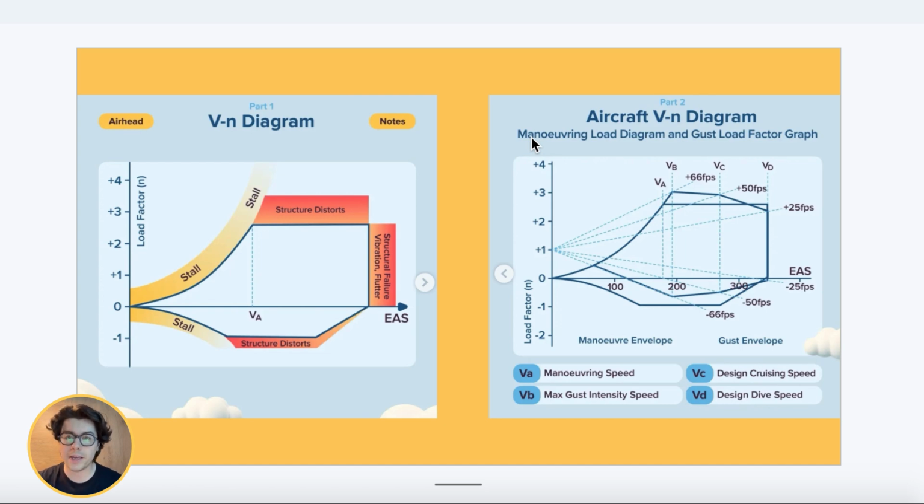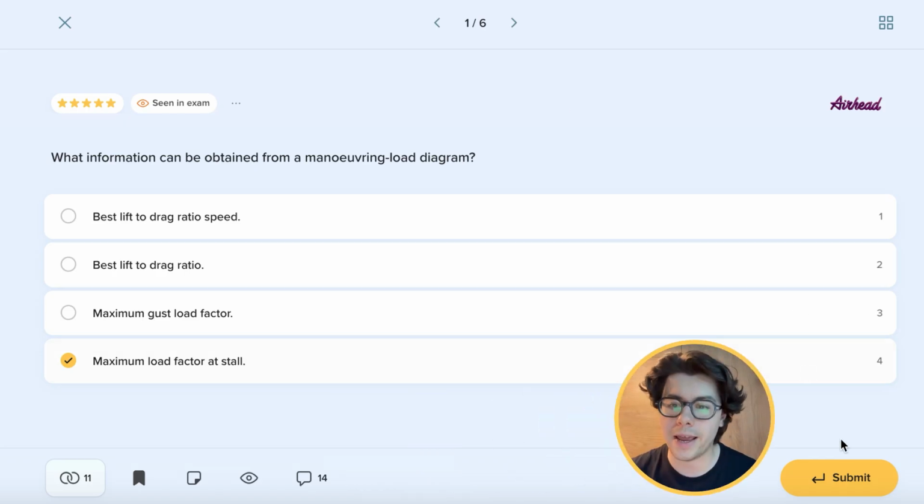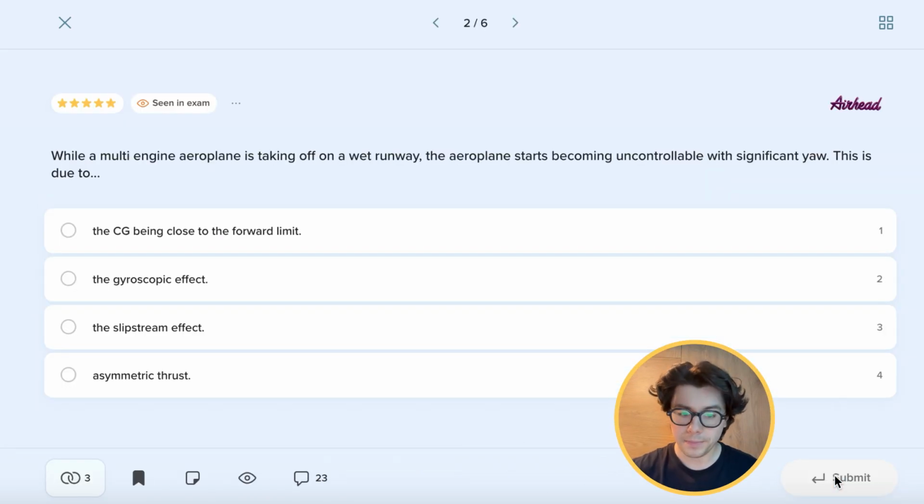The maneuvering speed is the speed above which you cannot make full deflections of the control surfaces as you risk destroying the aircraft. Simply put. Of course, the VB, max gust intensity speed. Then we have the VC, design cruising speed. And lastly, the VD, design dive speed. And remember that the VNE, the never exceed speed, will usually be at 0.9 of the VD. So this is just a bit of information squeezed into a short time for this topic.